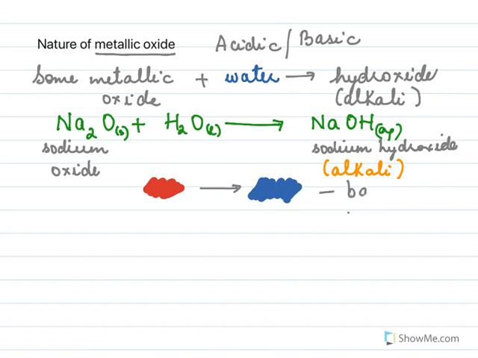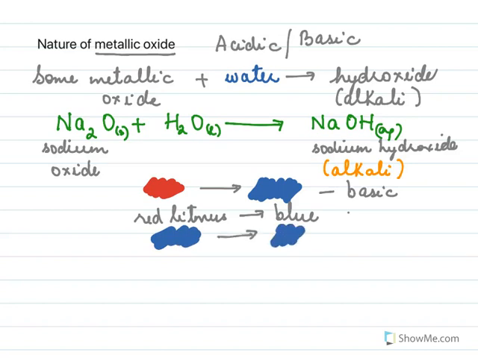So what can you conclude about the nature of this alkali? It must be basic in nature, because the red litmus has turned blue. However, if you add blue litmus to an alkali, it will remain blue. So a blue litmus added in an alkali will remain blue because it is basic in nature.